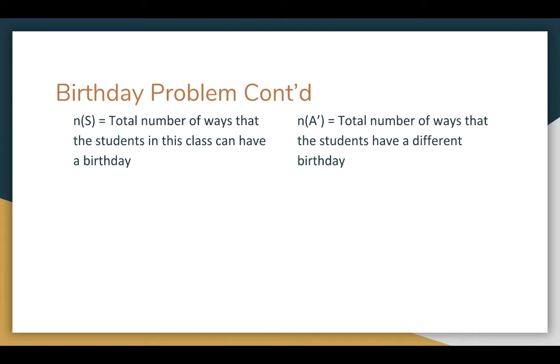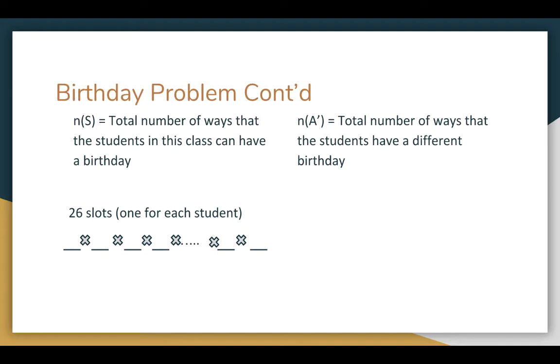So here's the solution for it. n(S) is the total number of ways that students in the class can have a birthday, not share. n(A') is the total ways that students have a different birthday. So notice the subtle difference there: have a birthday and then have a different birthday. There's 26 slots for having a birthday, and you can imagine there's a slot for every person. We've got to decide how many ways each person can have a birthday. We don't know who they are, we don't know what their birthday is, so there's 365 different days that they could be born.